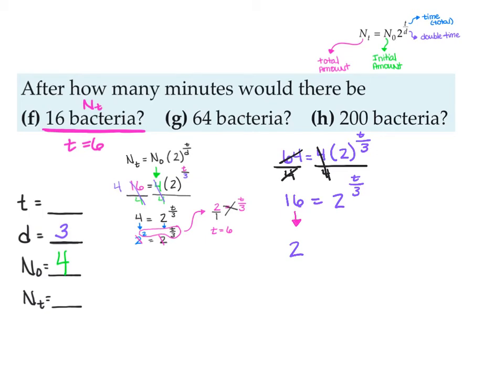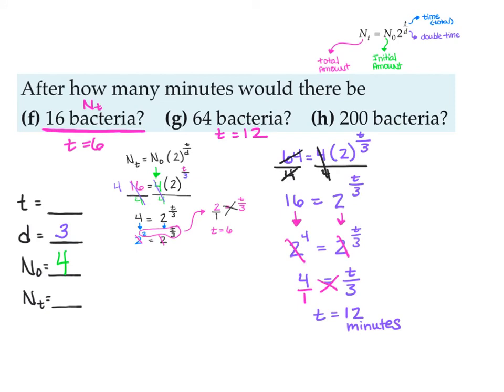So we would say 2 to the fourth power would be 16, which now equals, I'm going to just bring down the other side, 2 to the t over 3. Again, now that our bases are the same, we're going to set our exponents equal to each other. So we have 4 equals t over 3. Make the 4 a fraction, and now you can cross multiply. So we now have t equals 12. So the time it would take to get 64 bacteria would be 12 minutes.